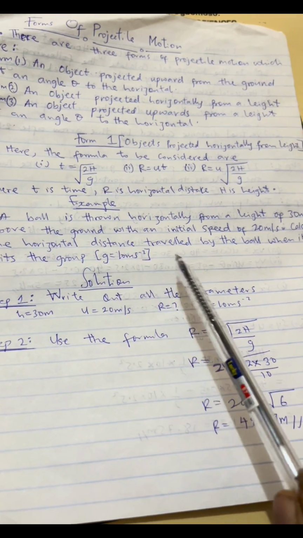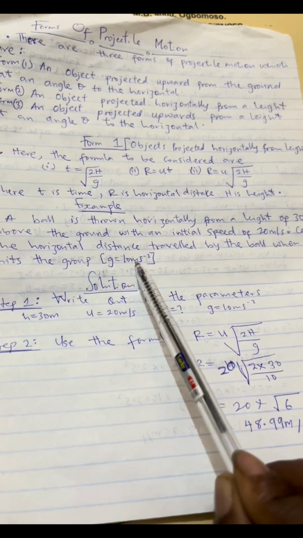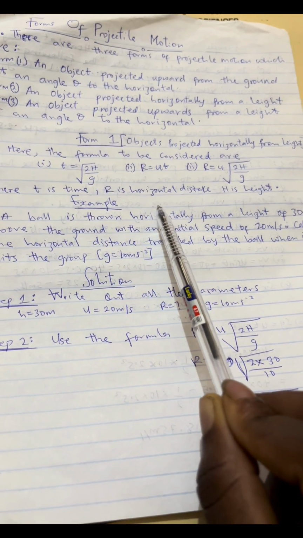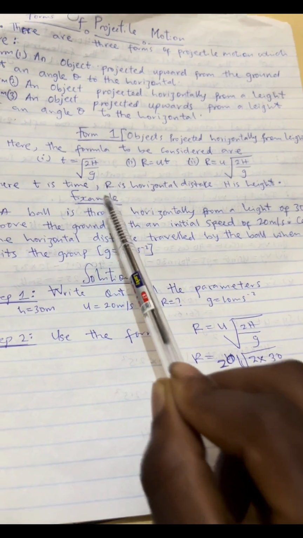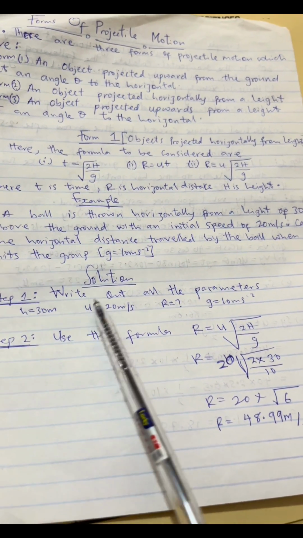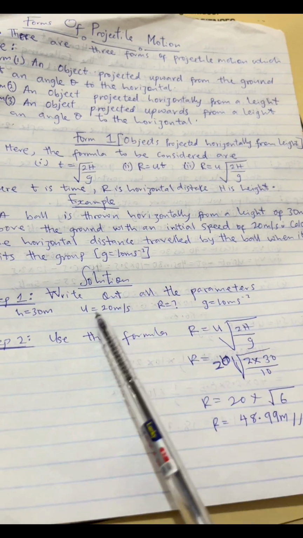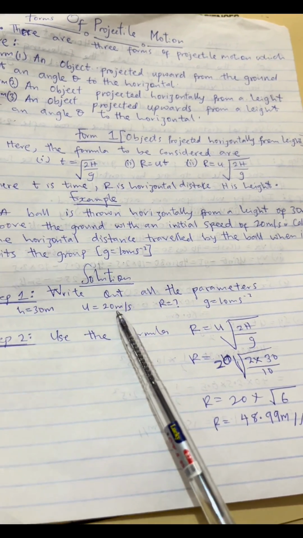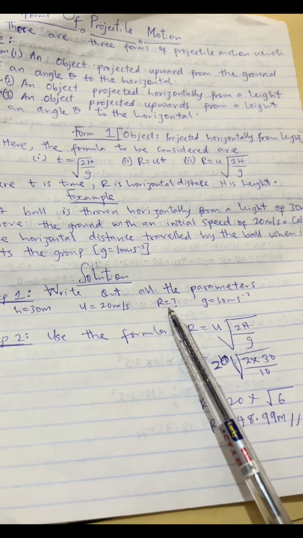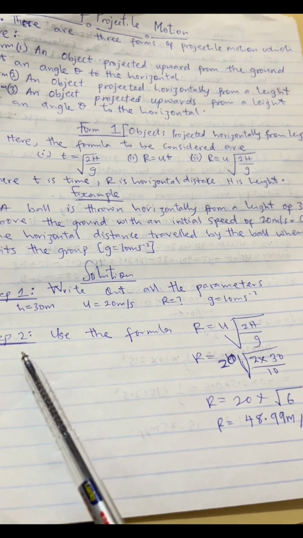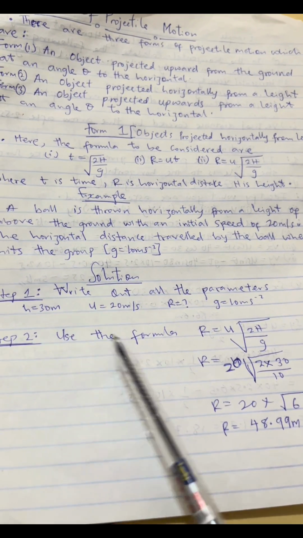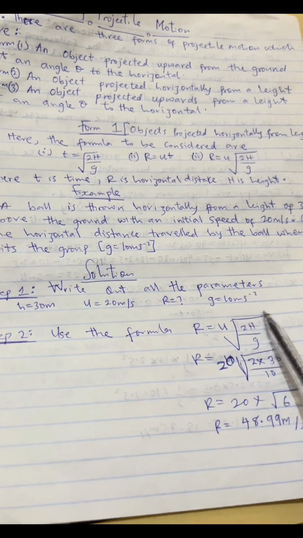So you were asked to calculate the horizontal distance traveled. Don't forget that whenever you are asked to calculate the horizontal distance, it simply means the R. So step 1 is to write out all the parameters given to you. You were given the height 30 meters, initial speed 20 meters per second. You were asked to calculate the horizontal distance, and you were given g to be 10 meters per second squared. Then step 2 will be that you use the formula R is equal to u root 2h over g.